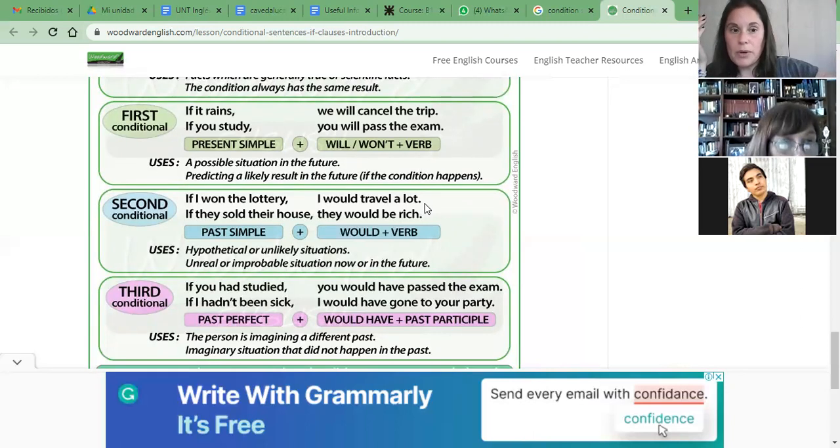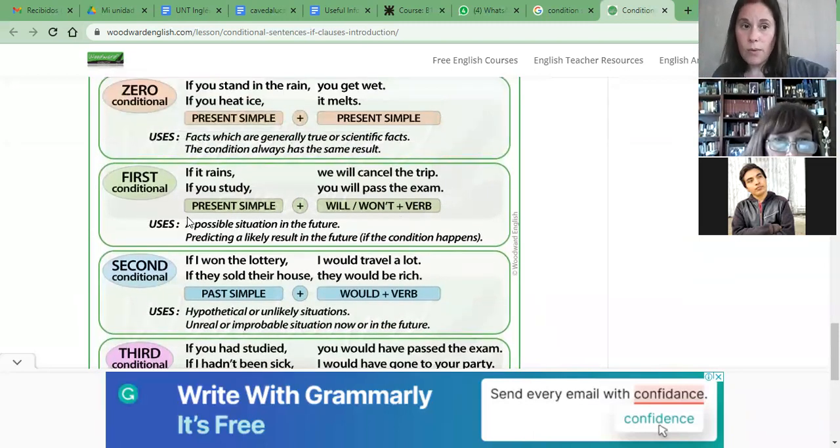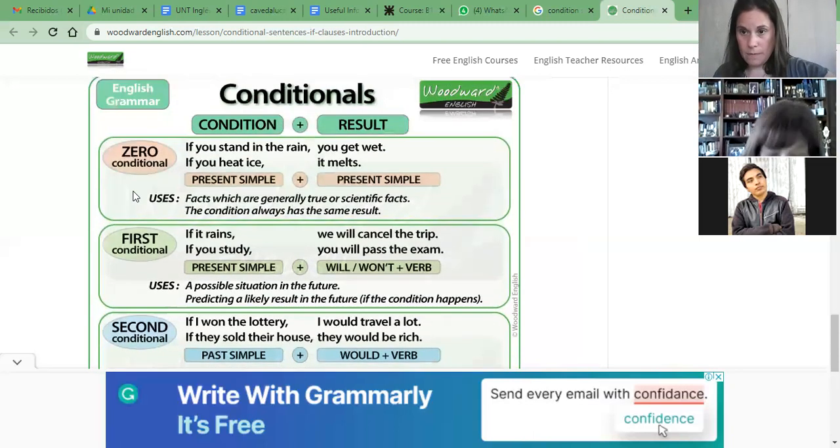En la tercera dice, if you had studied, you would have passed the exam. Si hubieras estudiado, habrías aprobado. No estudiaste y no aprobaste, ya está. Es irreal, no puede pasar. So, that is what we have to understand from the conditional sentences. Today, we will only work with the 0 and the first. And next classes, we will work with the rest of them. Is it clear? Yes.